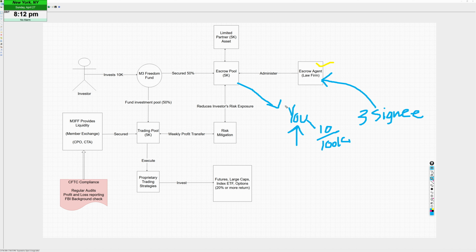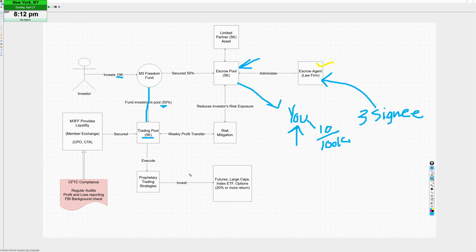So essentially, what is that doing? It's actually protecting you as an investor, on a minimum 50% of your asset. Okay, so let's continue with this flow. The first thing we do is put it into escrow, limited partnership, and it is administered by a legal entity and attorney's office outside of us. The other 50% of your money, in this example a 10K, so 50% of that is 5K, we fund into the trading pool.